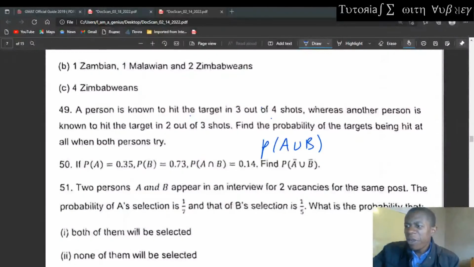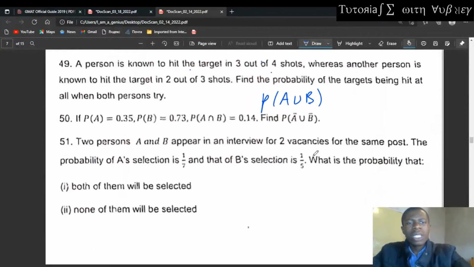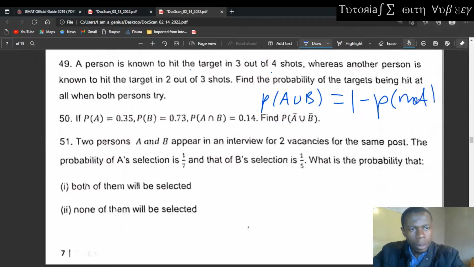Now here we need to be very careful, right? They're looking for the probability of A union B, which is equal to 1 minus probability of not hitting the target. If we remove the chances of not hitting the target, we remain with the chances of hitting the target. All right, so this will be our approach.